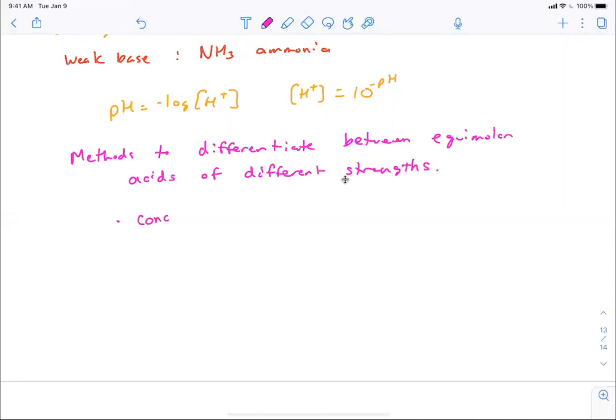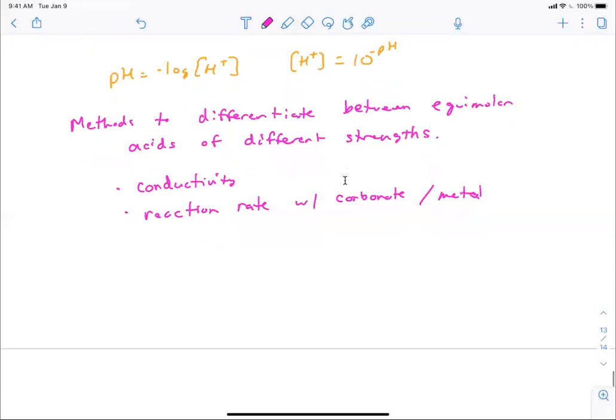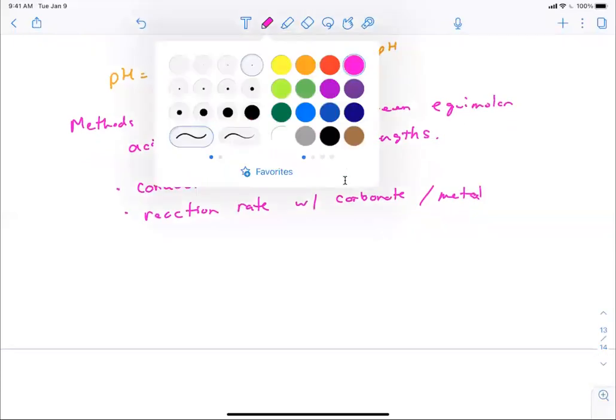The main ones you have are conductivity, and reaction rate with a carbonate or a metal, because either one will produce a gas which you can visibly observe to see, okay, is it making it more vigorously or is it making it more slowly? And conductivity is the same way. Is it higher conductivity or lower conductivity, which relates to the extent of ionization for these species? Those are the two main techniques that I would use to differentiate.